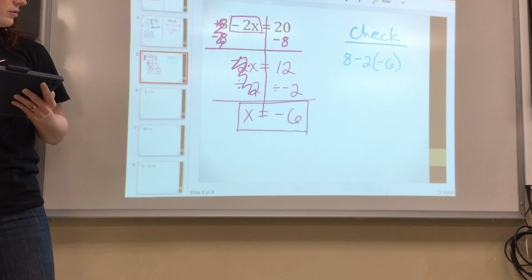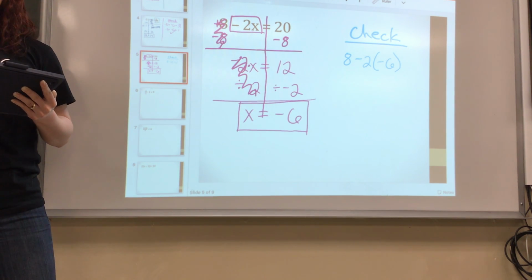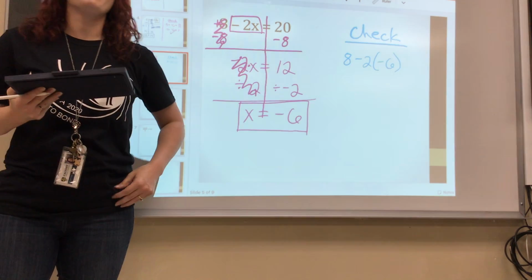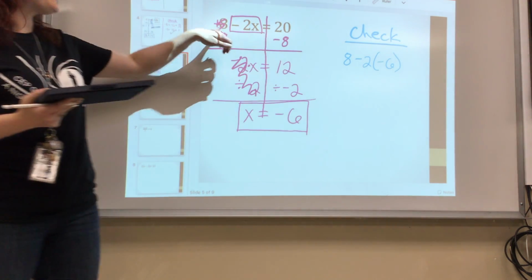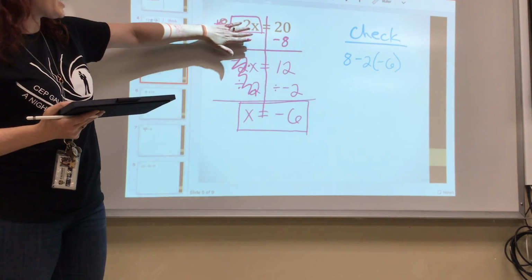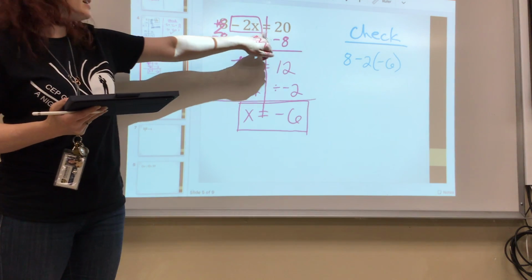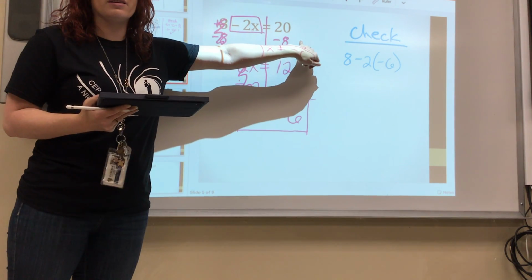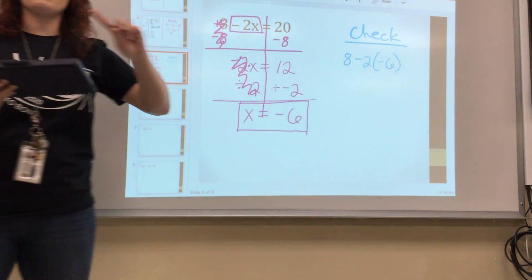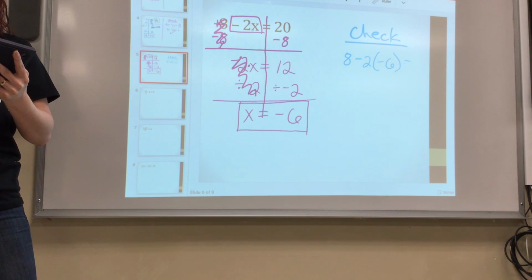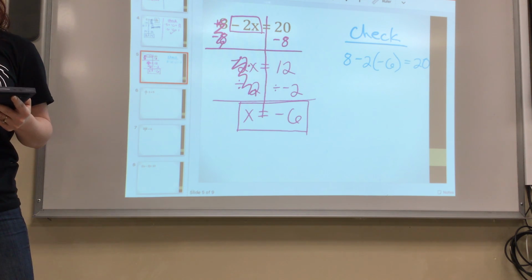You said 8 minus negative 2, right? Oh, no. I did say 8 minus negative 2. But when I check this side, it needs to equal the other side. Oh, so that's what you were misunderstanding in my question. But I want it to equal 20. And my job is to see if that works or not.